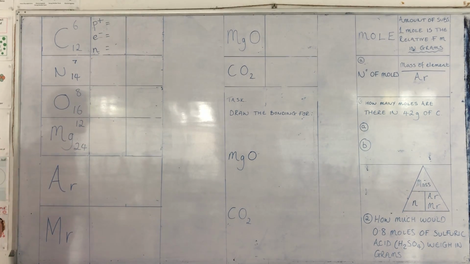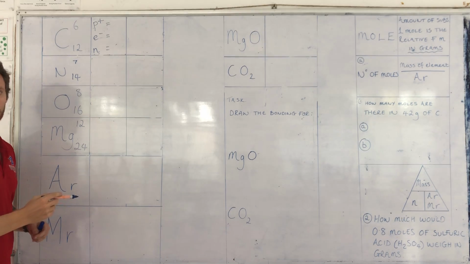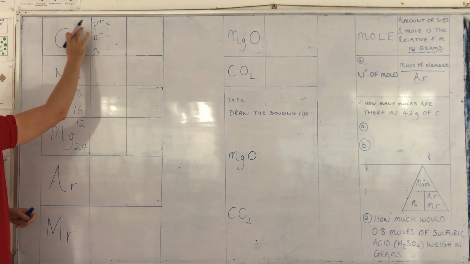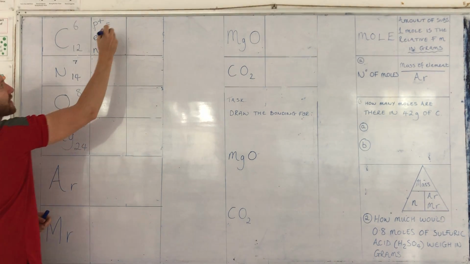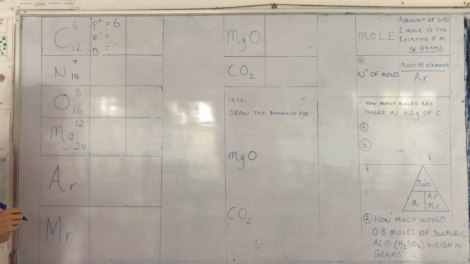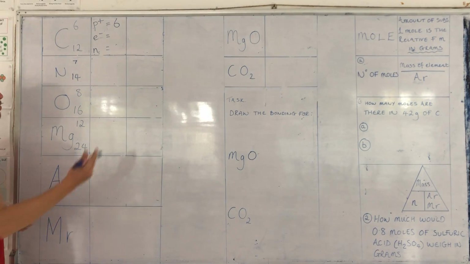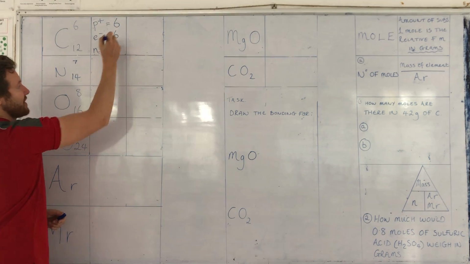So how do we do this? We have our atomic number, and our atomic number, a small number, is going to tell us the number of protons that we have. So let's keep it in line, makes it nice and simple. So the number of protons for carbon is 6. The number of electrons is equal to the number of protons, 6 again.